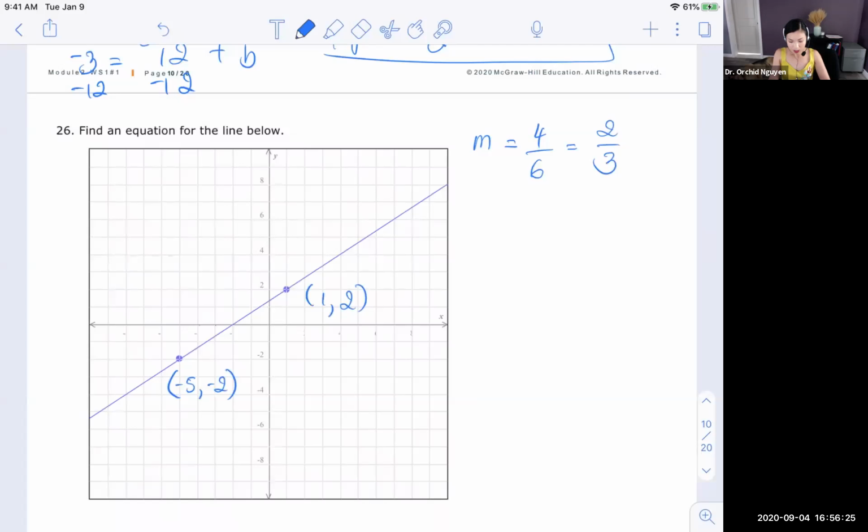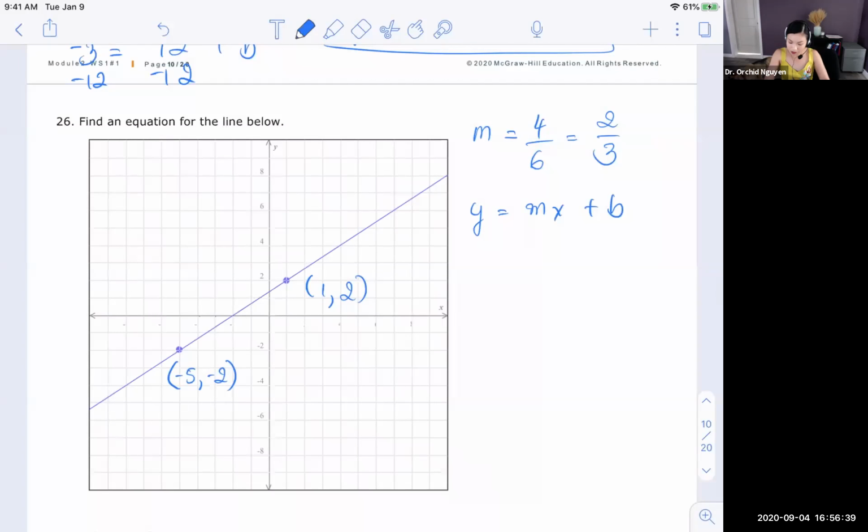From here, I'm just going to use the same method. I'm going to pick a point. So in this case, I'm going to pick (1, 2). y = mx + b, right? So y, I'm going to pick the top one, so y is going to be 2. Slope 2/3, x is 1, plus b. So I'm going to have 2/3 plus b. So it's going to be 2 minus 2/3. That's how I get b.